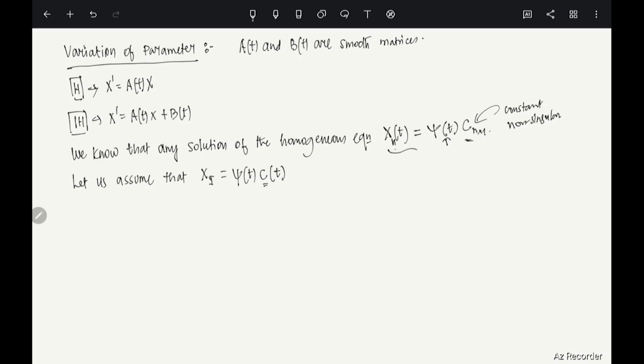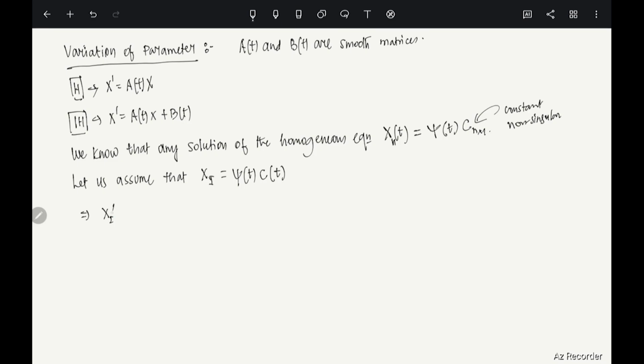So, motivated by this result, since x_h looks like phi of t times a constant, we are assuming that for the inhomogeneous problem there is a solution which looks like phi of t times c of t, where c is dependent on t. Clear? This is what we are assuming. We don't know whether such a solution exists or not. Let's just check if something like that can happen. And that is why this method is called variation of parameters. So we are varying the parameter here.